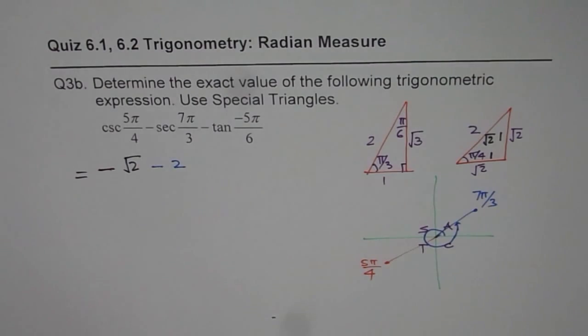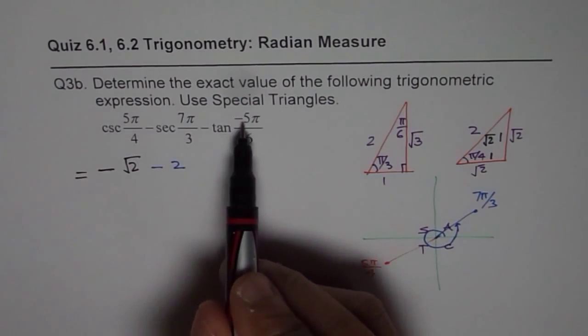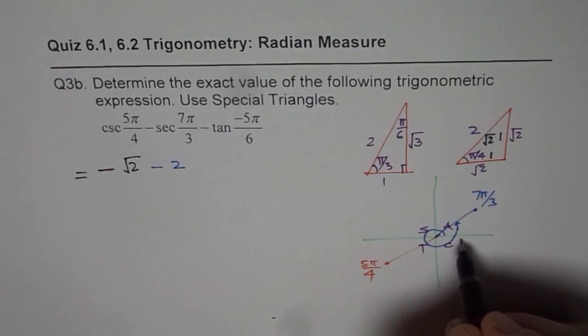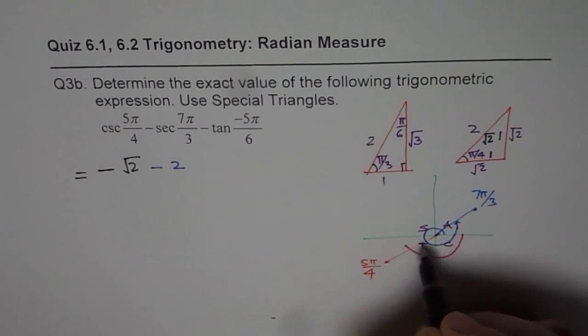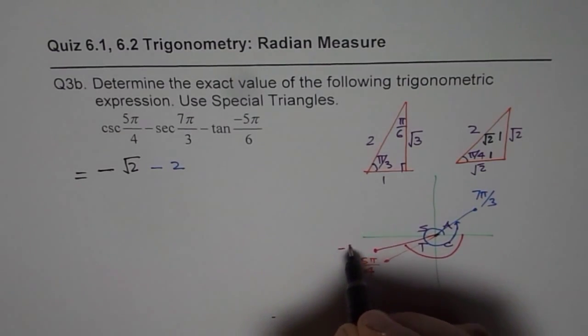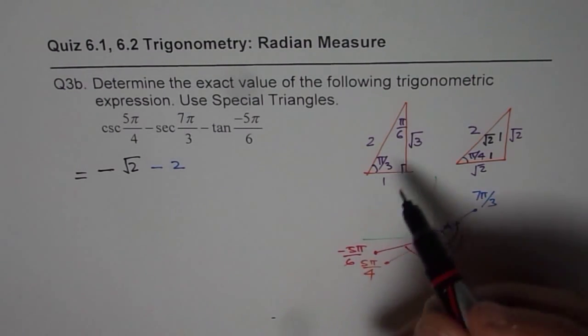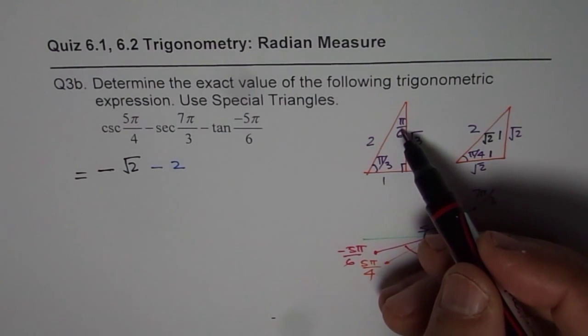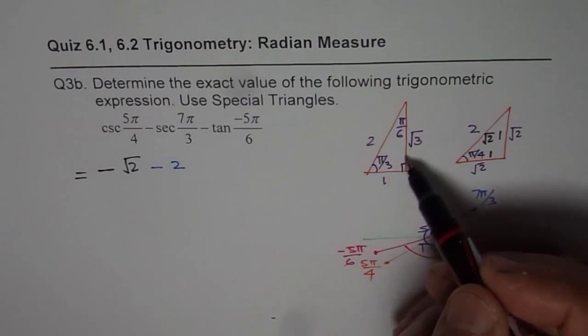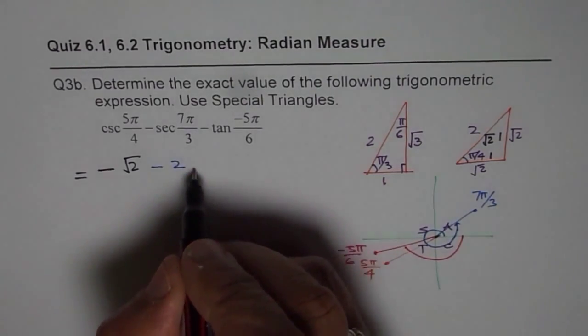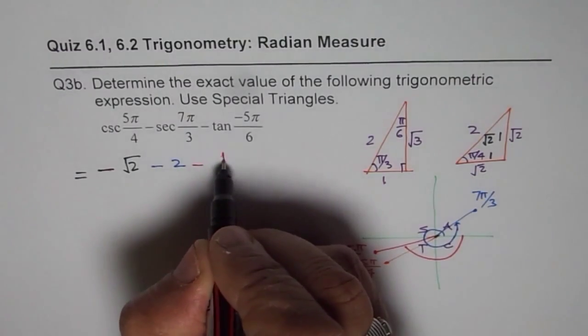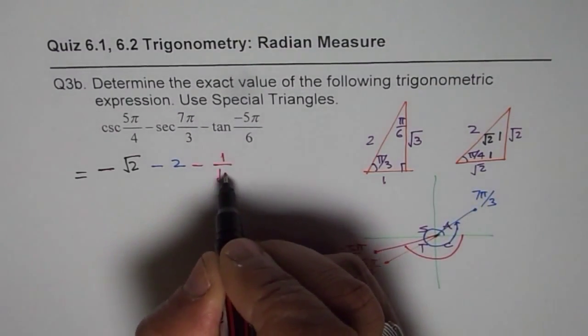Next one for us is tan. Now for tan, it is minus 5 pi by 6. That means you have to go clockwise, correct? So minus 5 pi by 6 means clockwise you land up there. Somewhere this place will be minus 5 pi by 6. Tan is positive here, so we'll take positive value. Triangle of our interest is pi by 6. Looking from pi by 6, what do we get? Tan value is 1 over square root 3, correct? So we'll write minus for this minus, but otherwise it is 1 over square root 3.